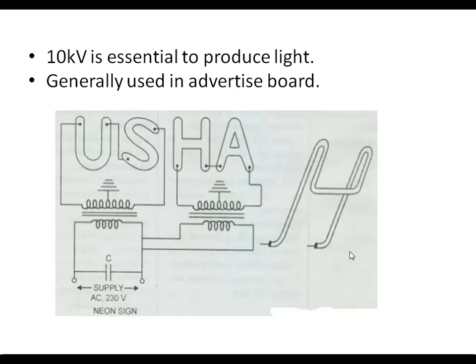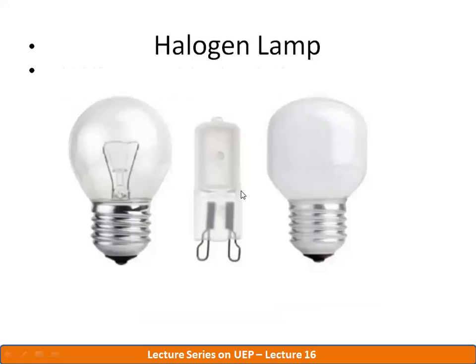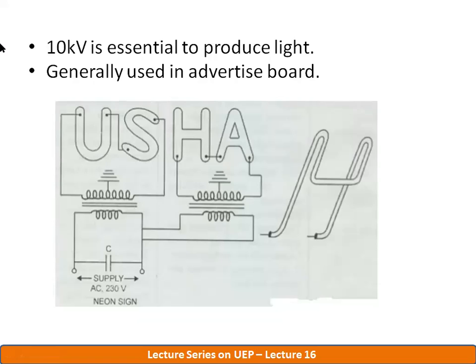over them. Here a letter is shown. So the USHA letters are shown here, connected to the electrical supply. The power factor of the neon tube is quite low and is improved by a capacitor. The capacitor can, however, be placed on the low voltage side of the transformer. Normally, the capacitor rating is 2.5 microfarads. In some applications, 10 kilovolts is generally used to produce the light.